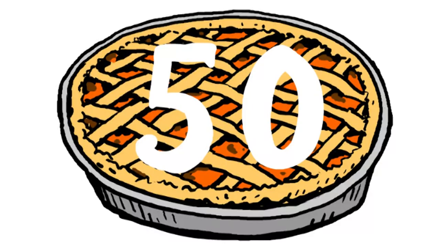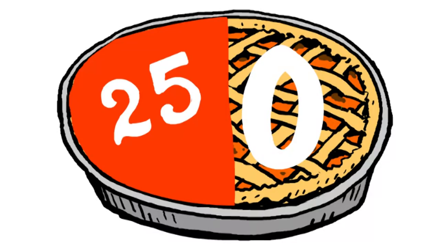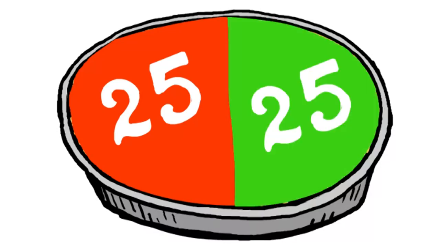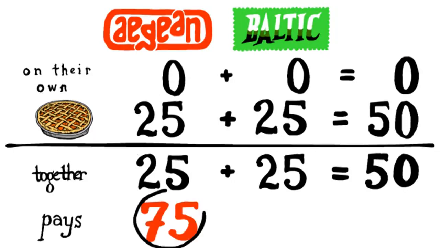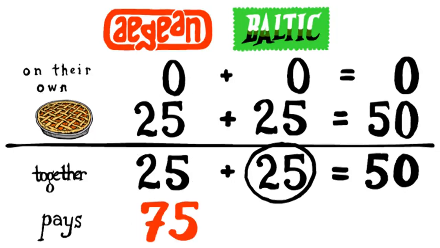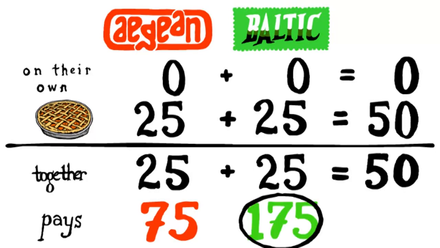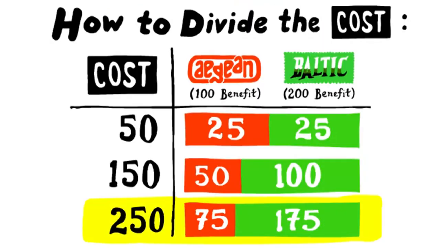Aegean and Baltic can't get any benefit without joining forces. And since Aegean and Baltic are needed equally to achieve this gain, I think it should be split 25-25. If Aegean gets a net benefit of 25, this means it pays 75. And Baltic's net benefit of 25 implies that it pays 175, which is just as proposed on the bottom line of the table.